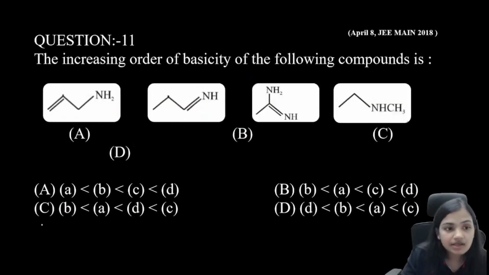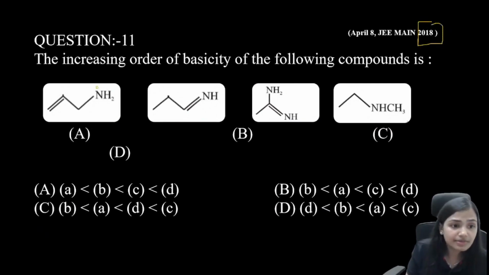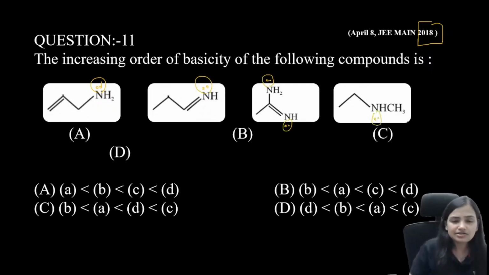The increasing order of basicity of the following compounds is. Here again we have a question that came in JEE Mains 2018. The question is again talking about the basic strength of the amine. So which nitrogen lone pair is going to be more basic? Here we have two lone pairs, this nitrogen and this nitrogen. So what is the strength of basic character?